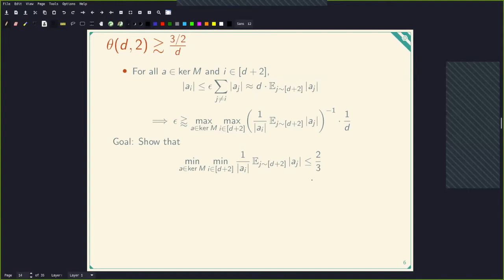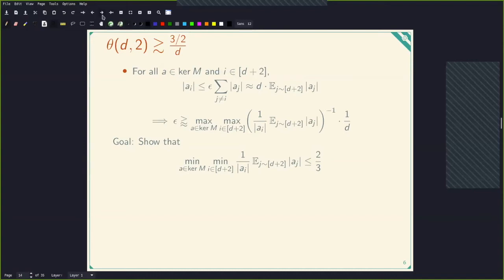Now, that seems kind of hard because I'm minimizing over the kernel of M, and then I am minimizing over a choice of coordinate of that vector. That's a bit of a weird thing to be doing. First off, I have no clue what the kernel actually looks like. And even less so do I understand what the coordinates of a vector in the kernel look like.